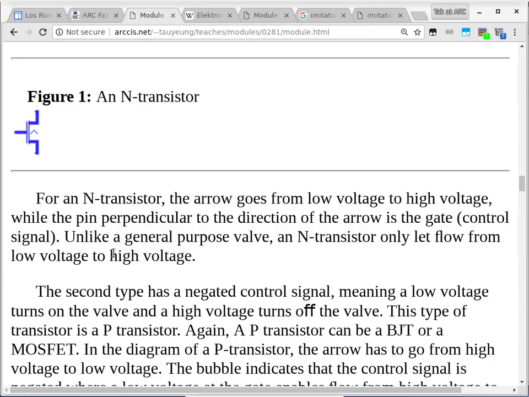Is that okay? So I'll say that one more time. If there's a positive voltage present at the gate, an N transistor turns on, which means it closes, it completes the circuit. On the other hand, if the gate has 0 volts, then the transistor, quote unquote, turns off, which means it disconnects between the source and the drain. Is that okay?